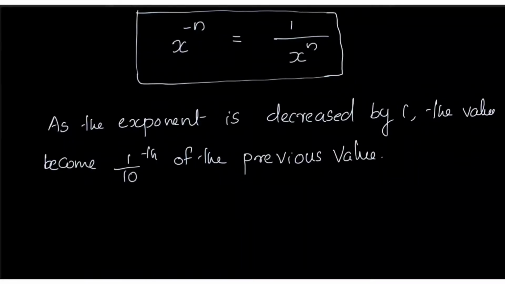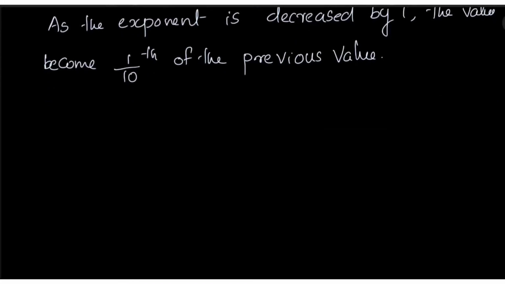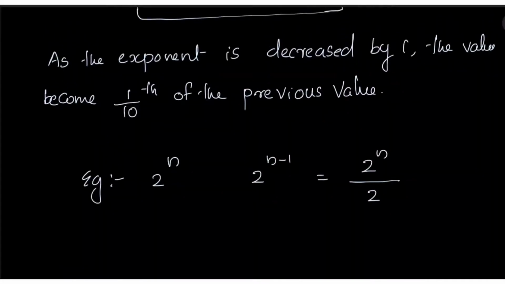In the case of 10 itself. But if the exponent is like this, 2 raised to n, if this n is decreased by 1, then it is 2 raised to n minus 1. If it is 2 raised to n, then 2 raised to n minus 1 is equal to 2 raised to n divided by this 2 itself. That is, the base decreased by the value of the base itself.